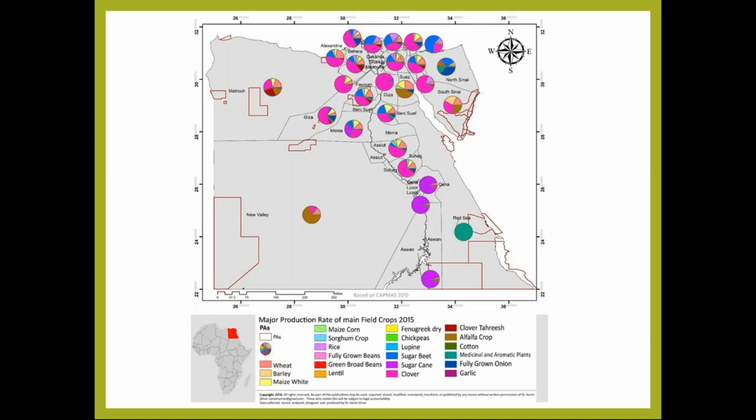This map presents the major production rate of main field crops divided into each section regarding the governorates of Egypt. Next slide, please.